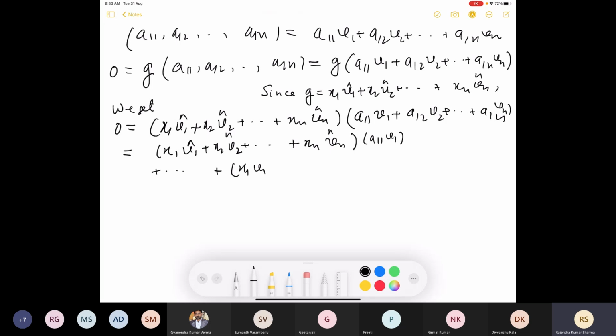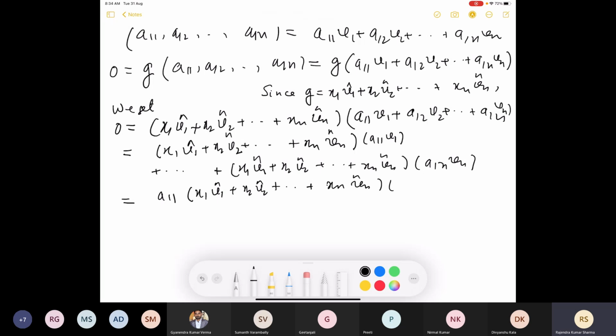The same is applied here on xn vn hat, on a1n vn. Because this is a homomorphism, it preserves the sum. Now this scalar can be pulled out. So this is a11, x1 v1 hat, x2 v2 hat, and xn vn hat on v1, and like that, a1n.